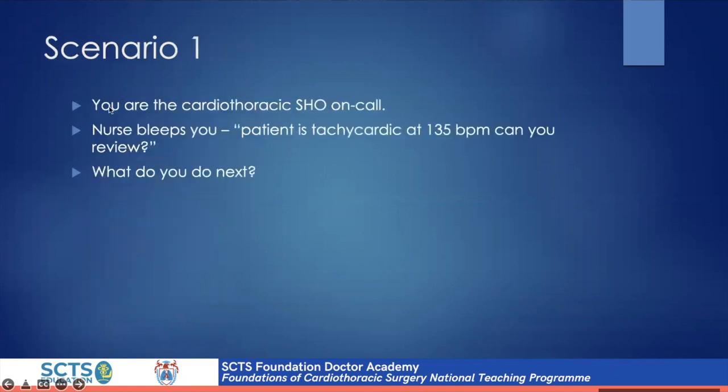So, scenario one. You are the cardiothoracic SHO on call covering the ward, and the nurse bleeps you with very minimal information. She just says the patient is tachycardic. His heart rate is 135 beats a minute. Can you review the patient now, please? What can you say to the nurse on the phone to help you and to help the situation, do you think?